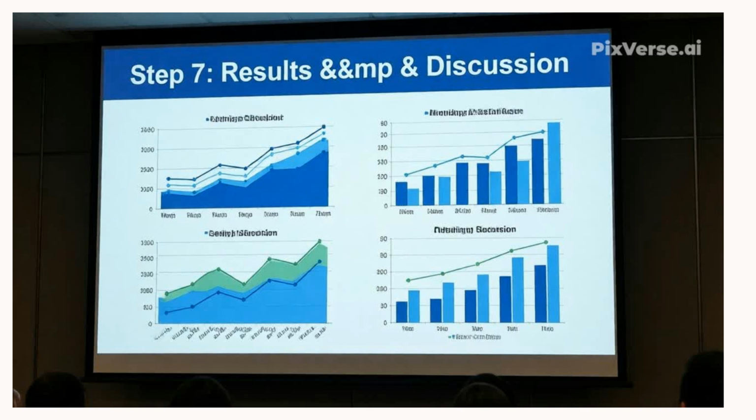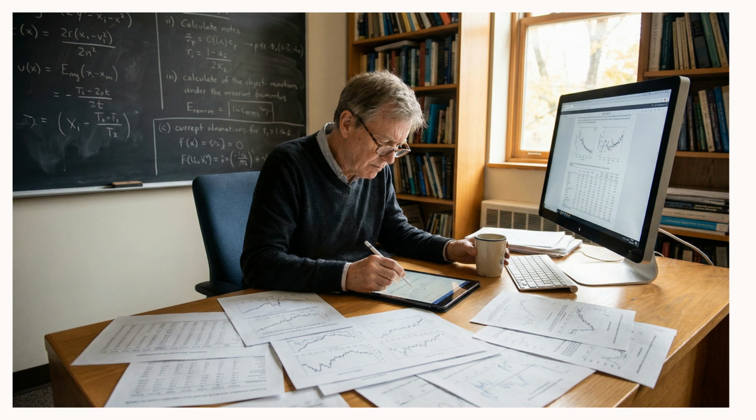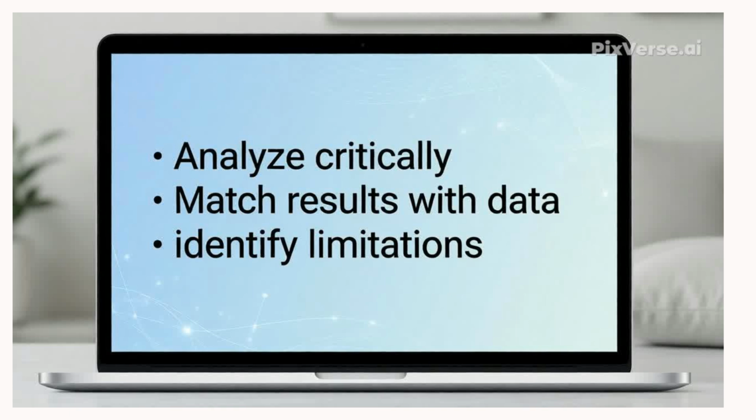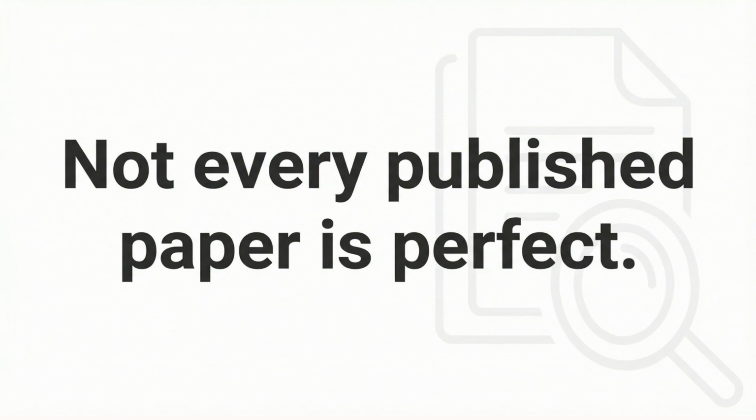Step 7. Results and discussion. This is where you should slow down. Read the results and discussion carefully and critically. Ask yourself, are they really answering their research question? Do the results match the graphs and tables? Are there any limitations? Remember, not every published paper is perfect.